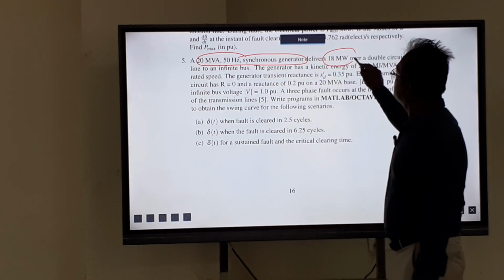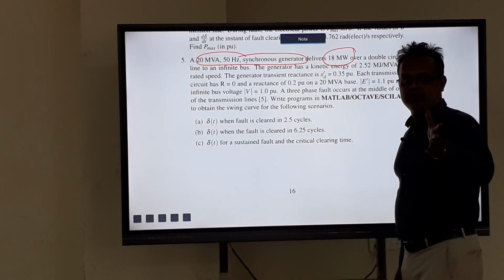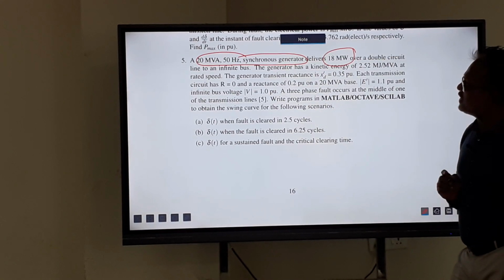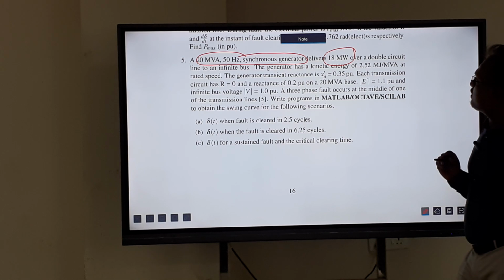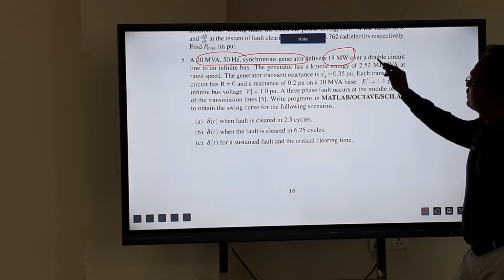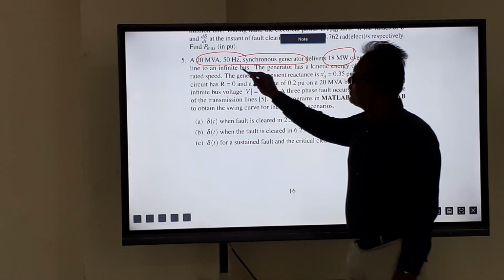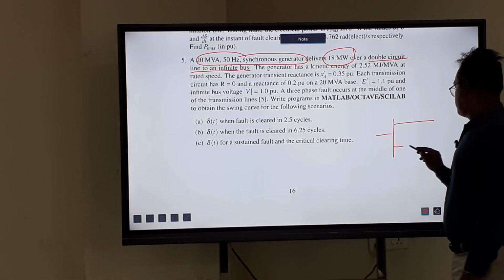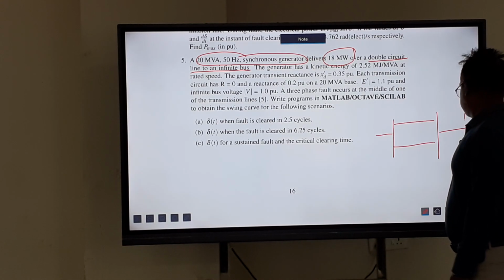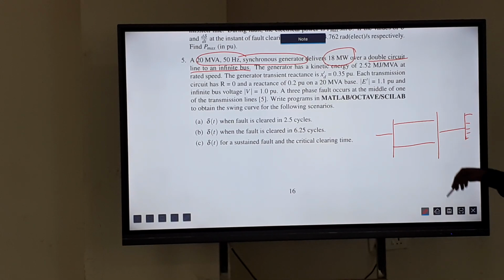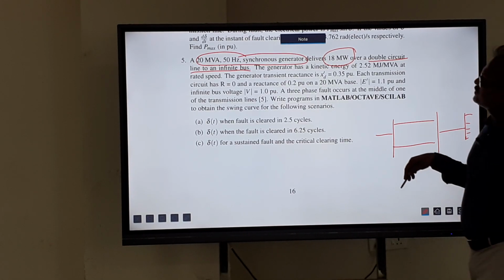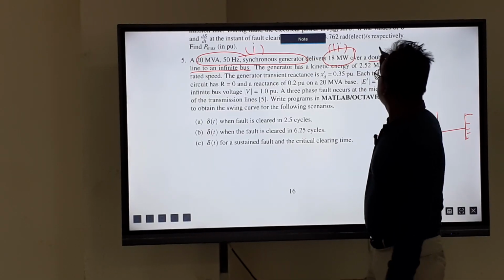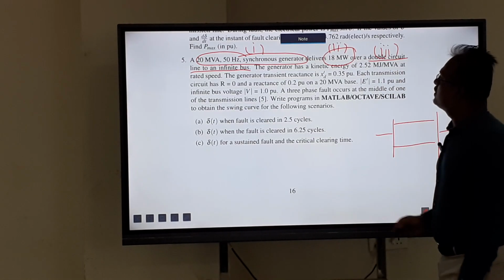18 megawatt power is delivered. Second line: delivers 18 megawatt power. Okay, first is a 20 MVA, 50 Hz generator delivers 18 megawatt power over a double circuit line to an infinite bus. You can draw a double circuit line. So the third point, I would say point number 1, point number 2, point number 3 is the double circuit line.